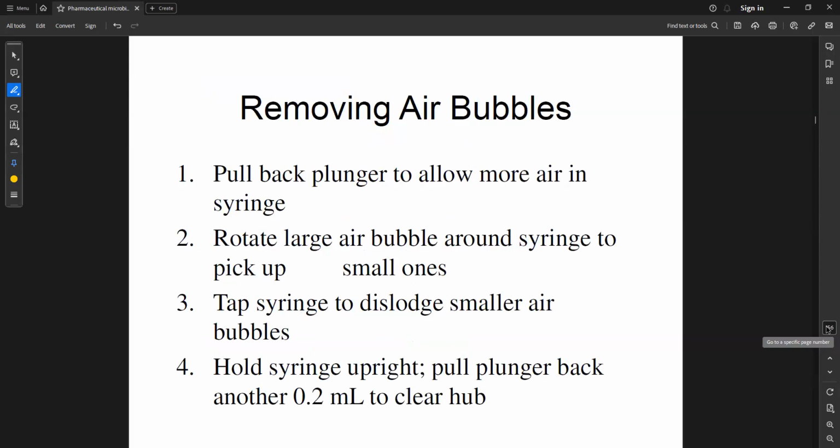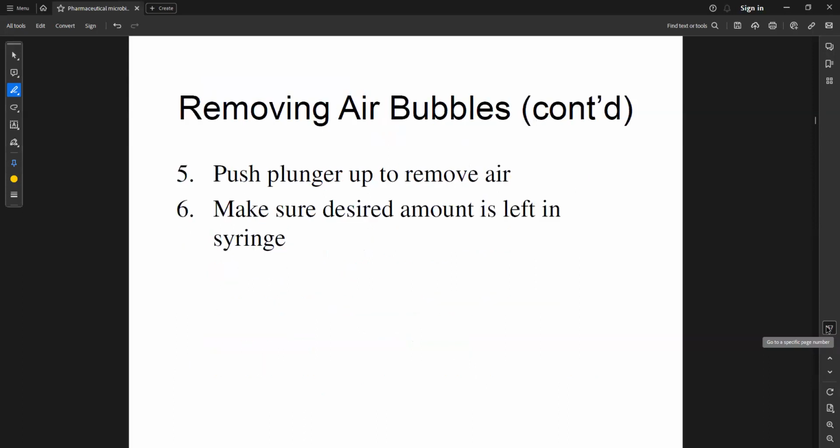So, removing air bubbles: pull back the plunger to allow more air into the syringe. Rotate the large air bubble around the syringe to pick up smaller ones. Tap the syringe to dislodge smaller air bubbles. Hold the syringe upright and pull the plunger back another 0.2 mL to clear the hub. Then push the plunger up to remove air and make sure the desired amount is left in the syringe. It's important to make sure the desired amount is left, because if you have too much or too little, the drug may not be effective or it may cause unwanted side effects.